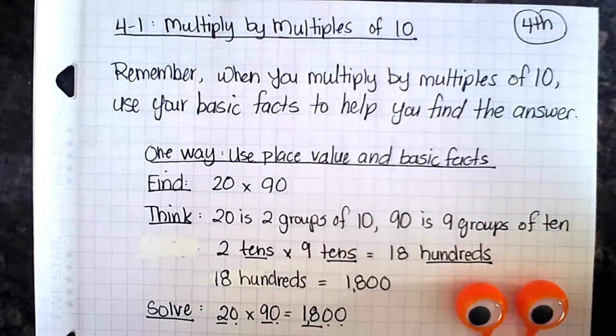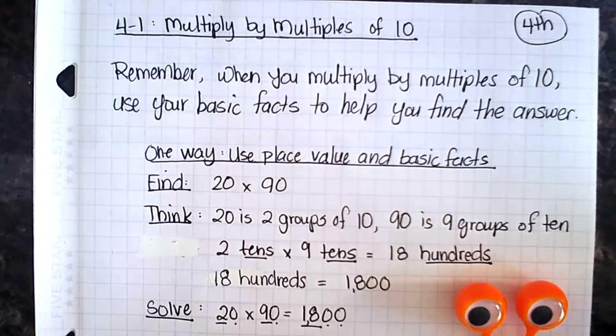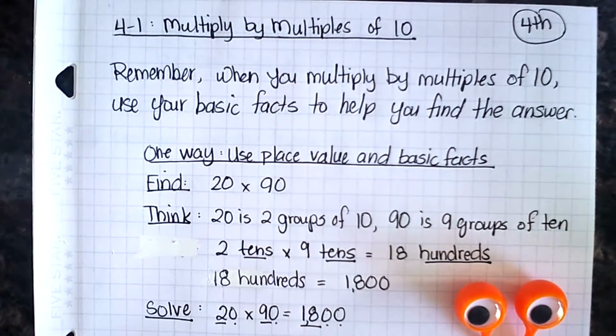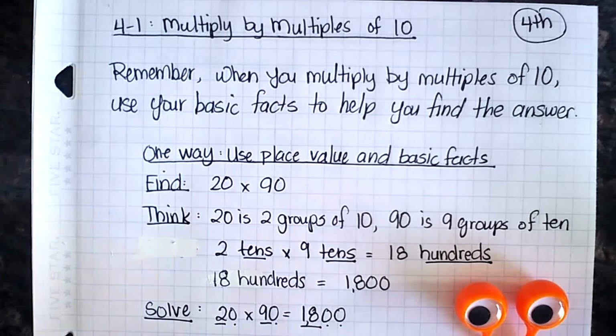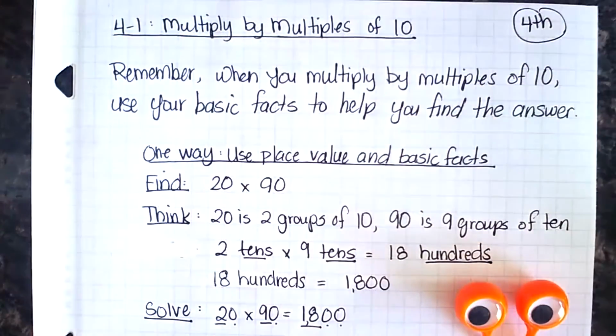Now remember, when you multiply by multiples of 10, use your basic facts to help you find the answer. Our basic facts is just looking at the numbers. Take off the extra zeros at the end for now. We're going to add them back in later.